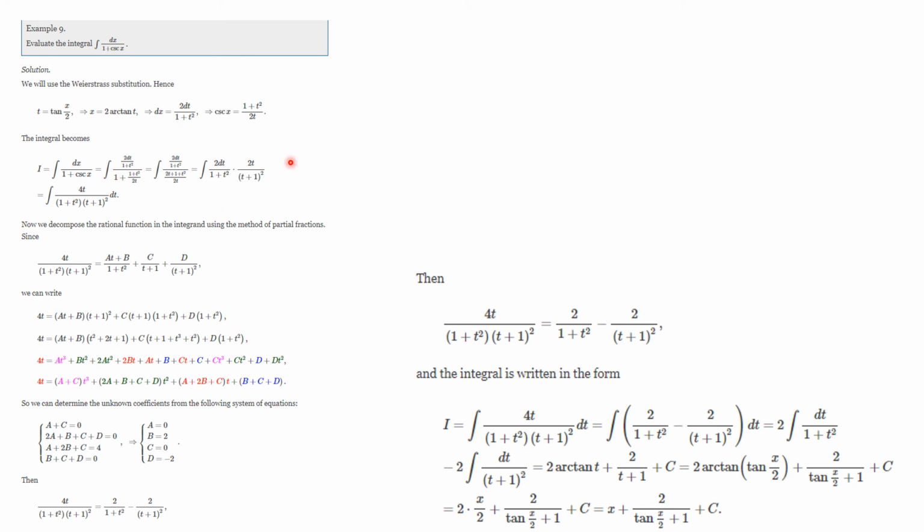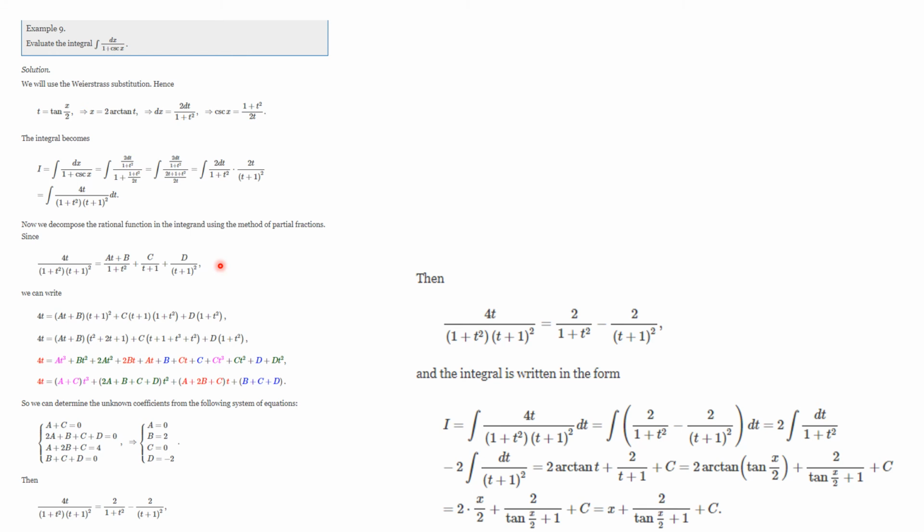And you should follow the algebra of the simplification. But what you will get at the end of this is the indefinite integral of 4t over 1 plus t squared times 1 plus t whole squared. And when I'm integrating that, this is partial fractions. This is the partial fraction decomposition. Now, this can be done by the Heaviside cover-up theorem. Or actually, D can be found by Heaviside cover-up. But anyway, we end up with this, and so we have to do partial fractions.